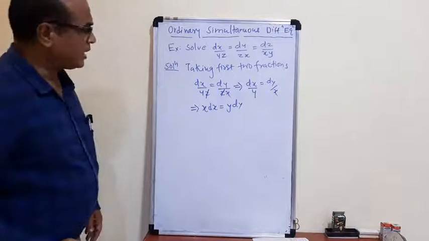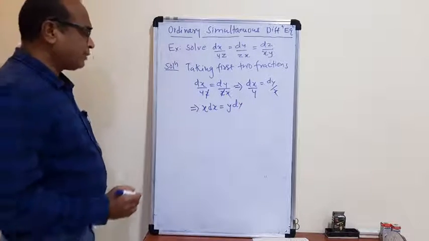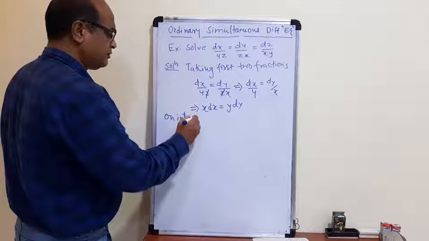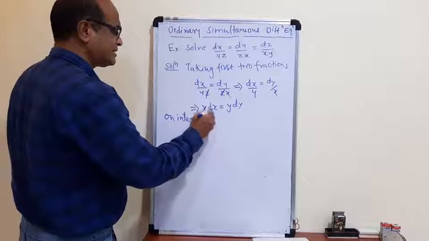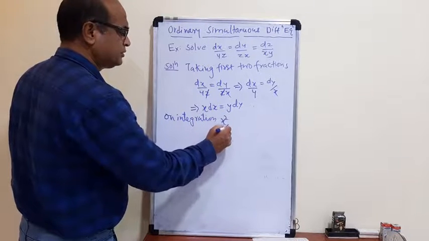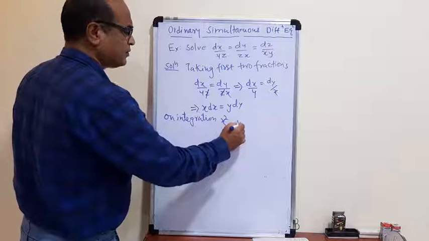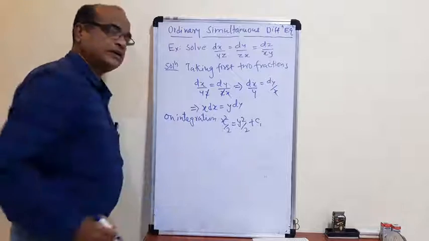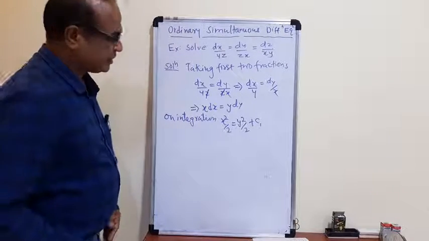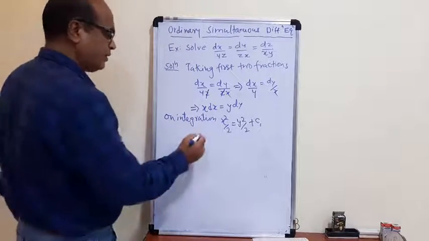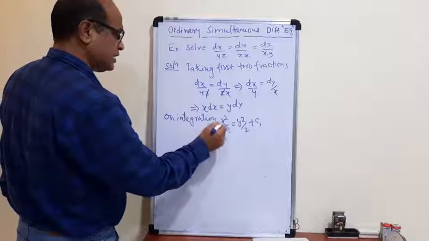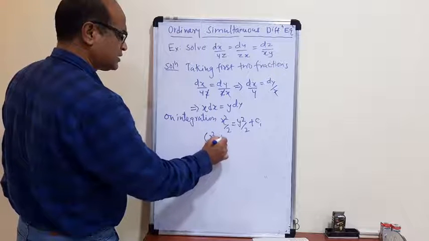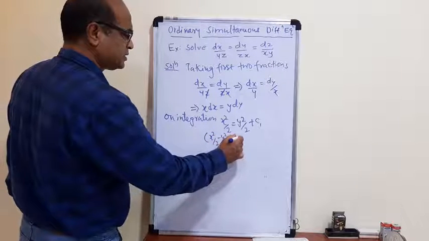Okay. So then what is the result after integration? On integration we get, so what is the integration of x dx? So that is x square by 2 is equal to y square by 2 plus integrating constant c1 here. Therefore, x square upon 2 minus y square by 2 is equal to c1.